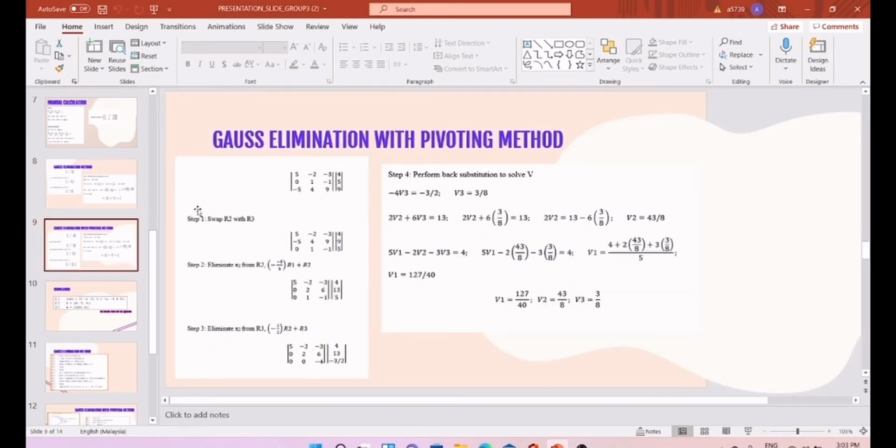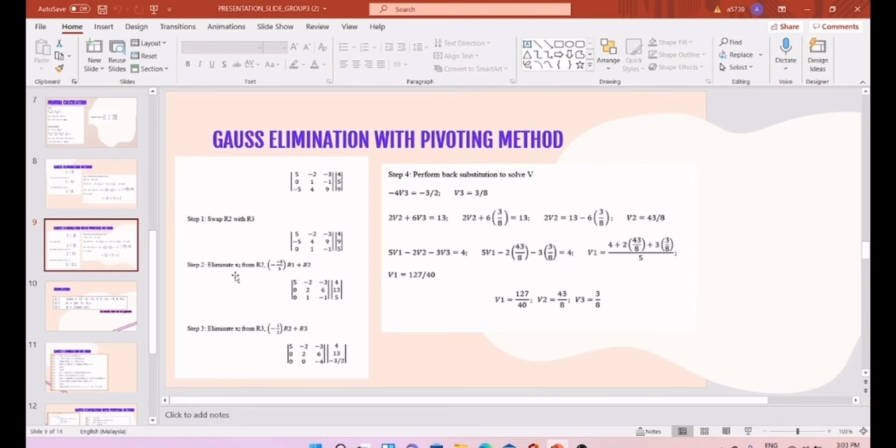We go to another method, Gauss elimination with pivoting. This is our original matrix form. This is step 1: swap R2 with R3. So 5, negative 5, 0, negative 2, 4, 1, negative 3, 9, negative 1, 4, 9, 5.